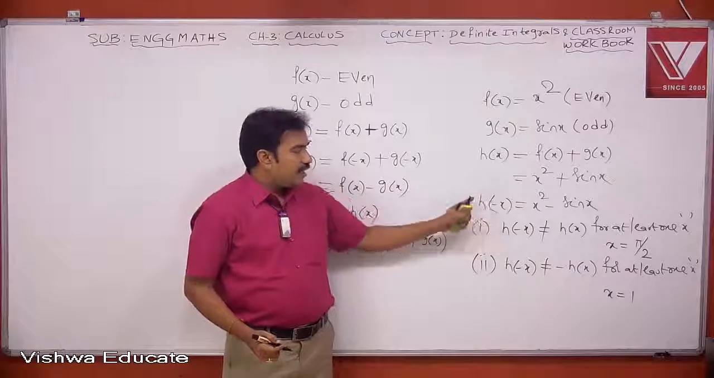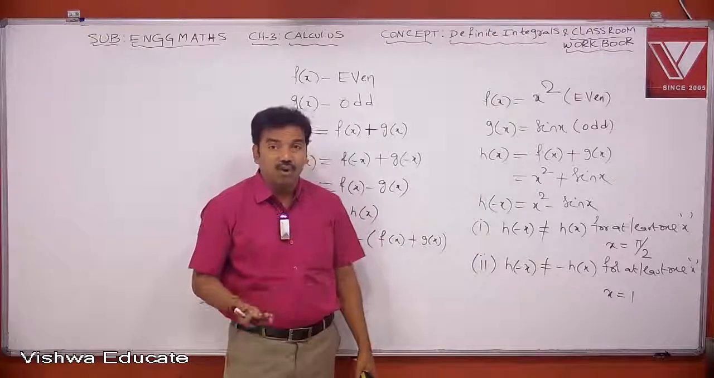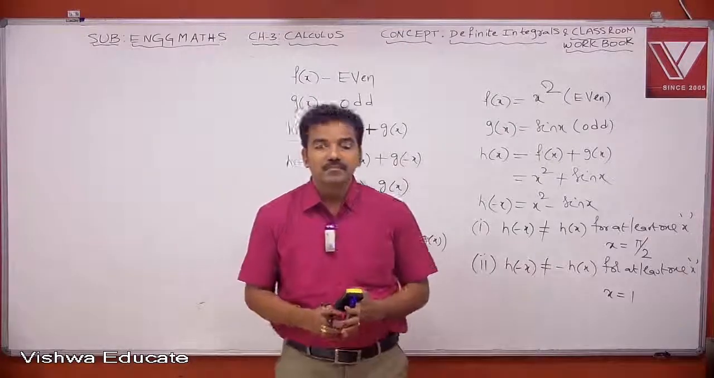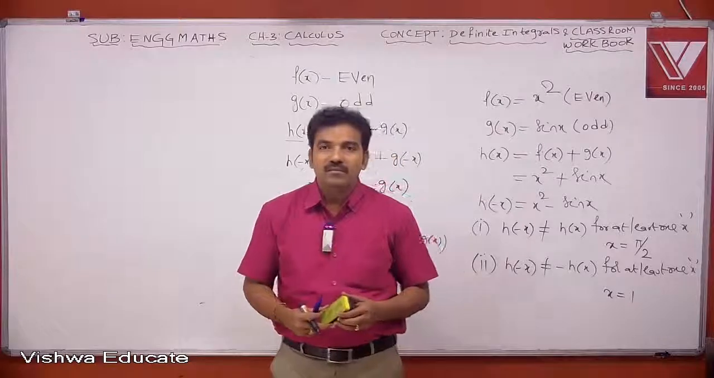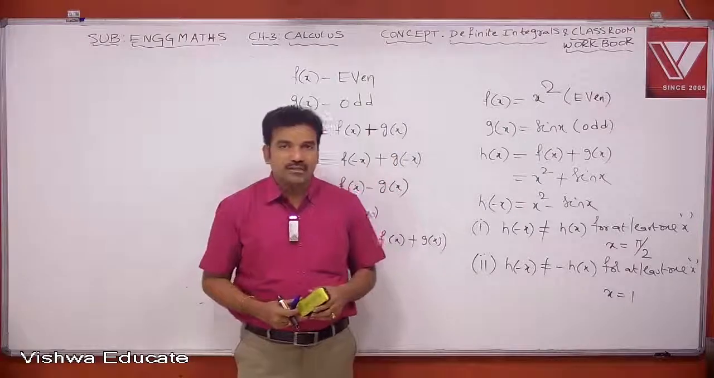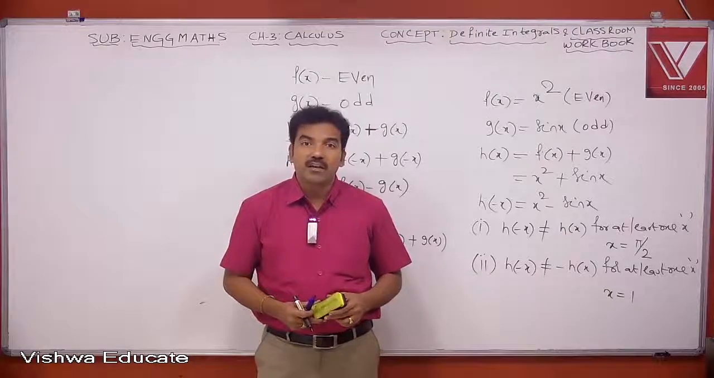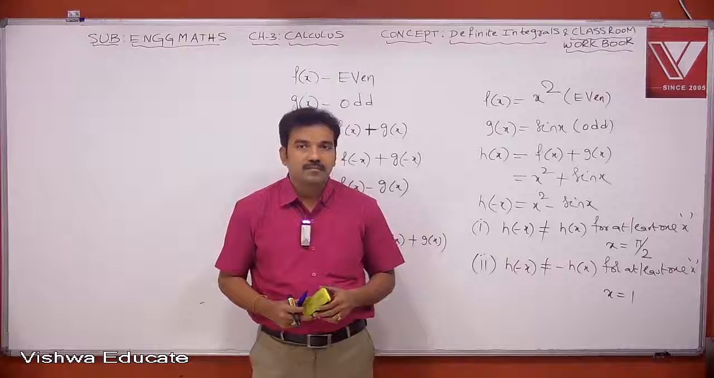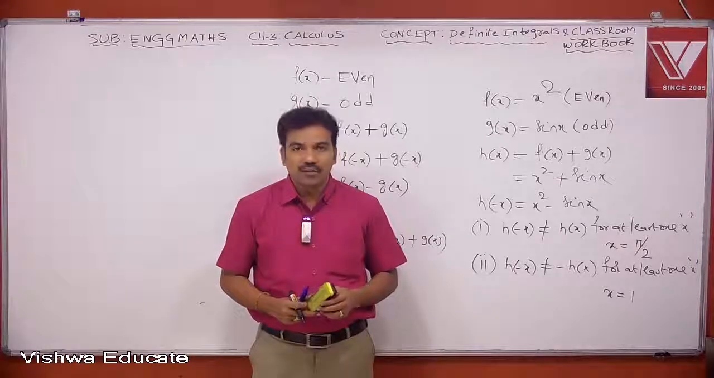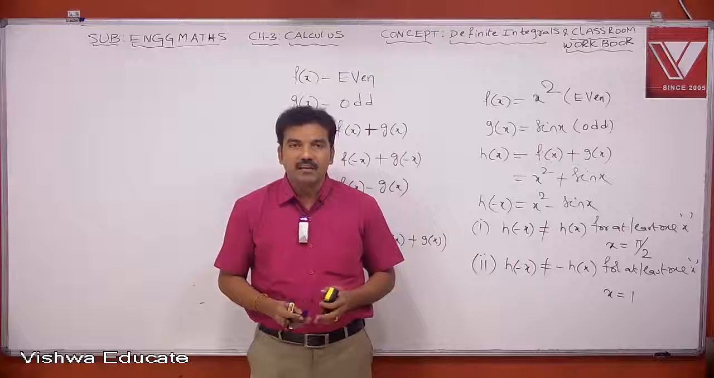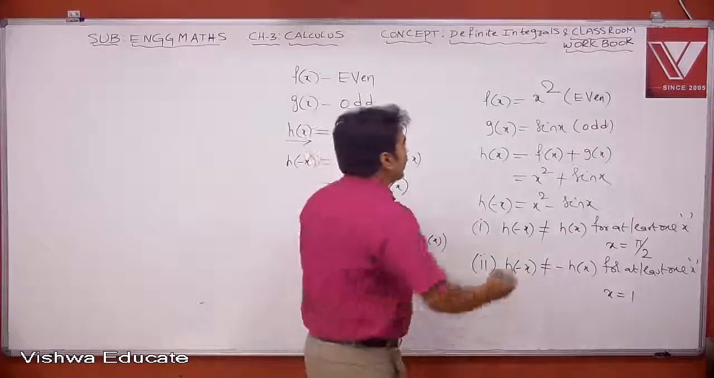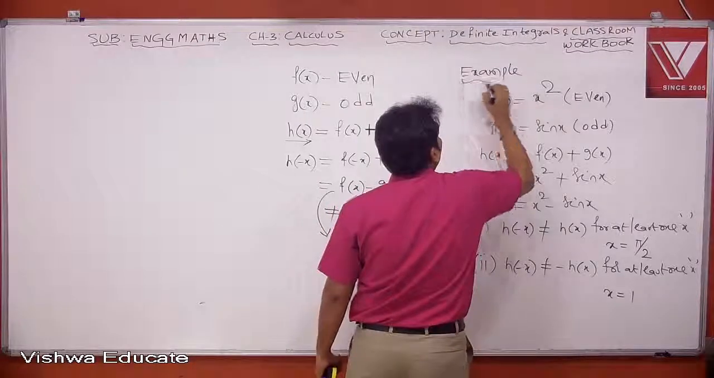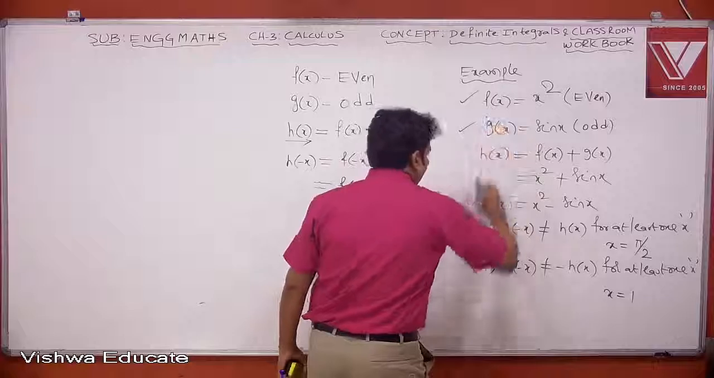Therefore the sum of even and odd functions is neither even nor odd. Note this point, very important. The sum of even and odd functions is neither even nor odd. Example, you can take this. You work out this up to the last point.